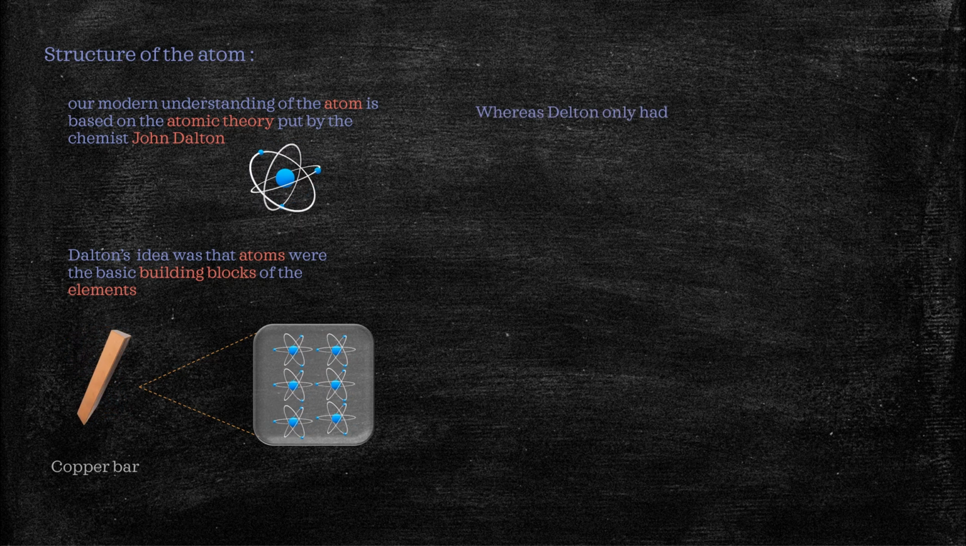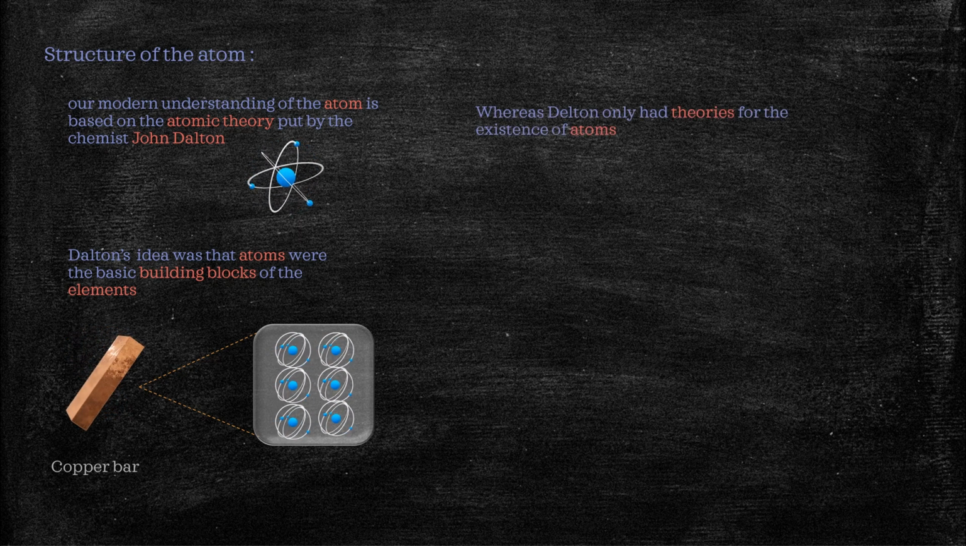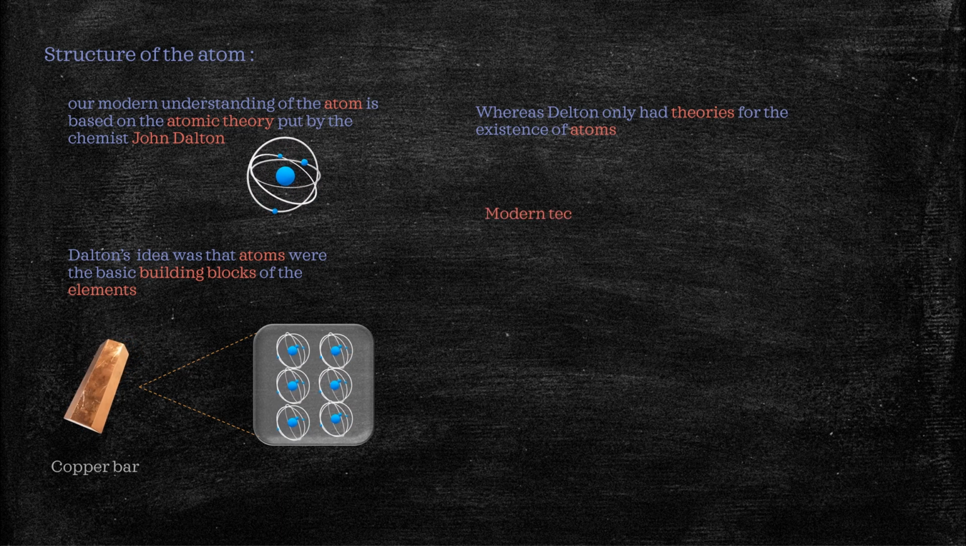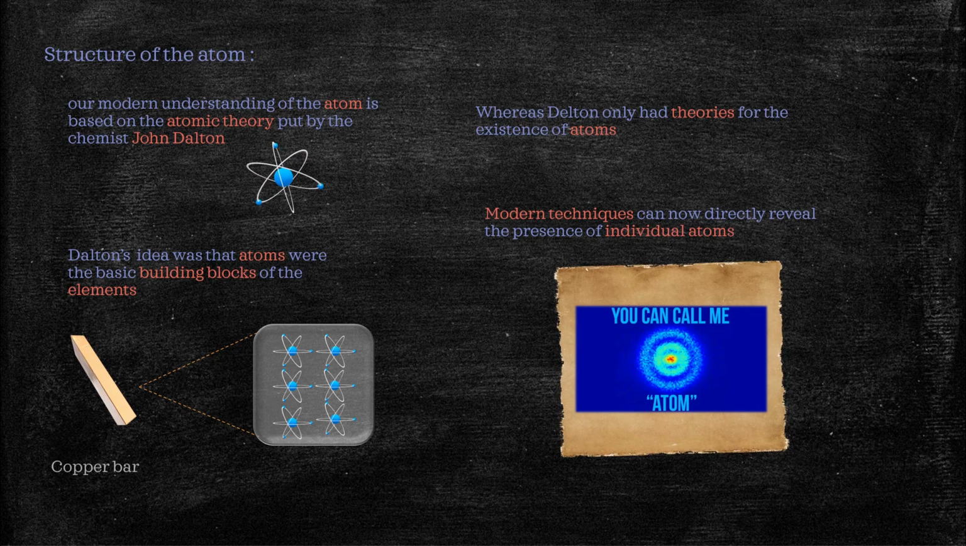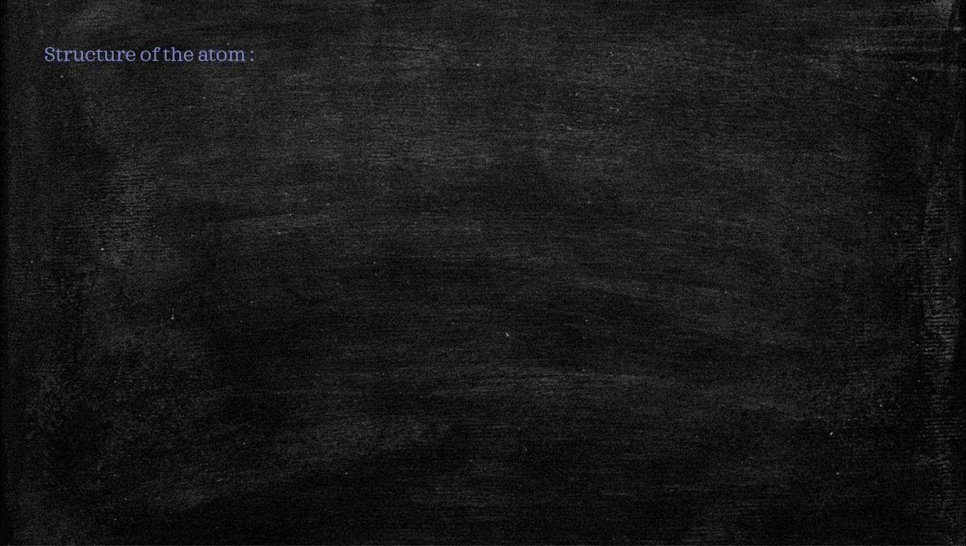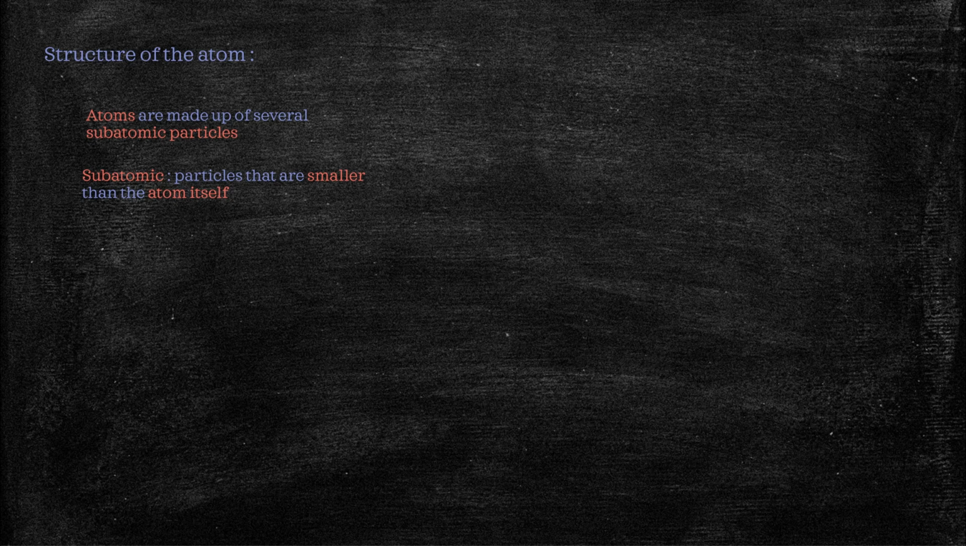Whereas Dalton only had theories for the existence of the atom, modern techniques can now directly reveal the presence of individual atoms. Research since Dalton's time has shown that atoms are made up of several subatomic particles, and by subatomic, I mean particles that are smaller than the atom itself. And these subatomic particles are protons, neutrons, and electrons.